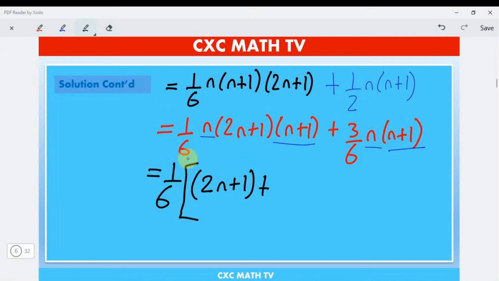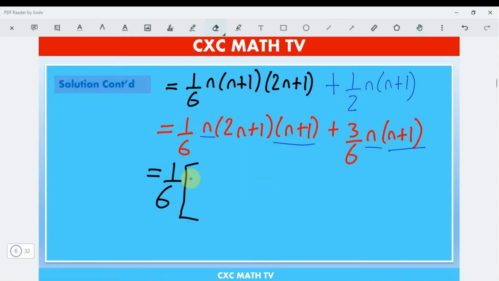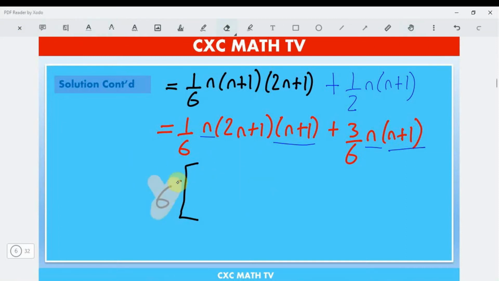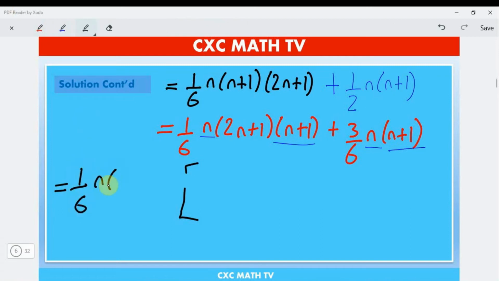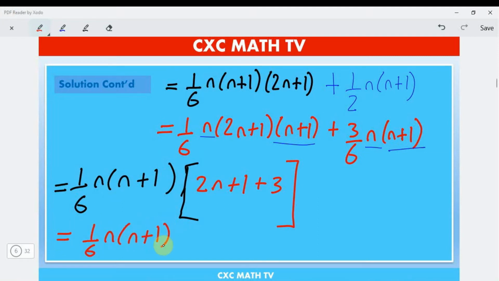My apologies, I left off the fact that I factored out n times (n plus 1). So right here I factored out 1/6 n times (n plus 1). And so now I am left with 2n plus 1, and then right here I'm left with plus 3. So when I simplify, this is just 1/6 n times (n plus 1) times (2n plus 4).